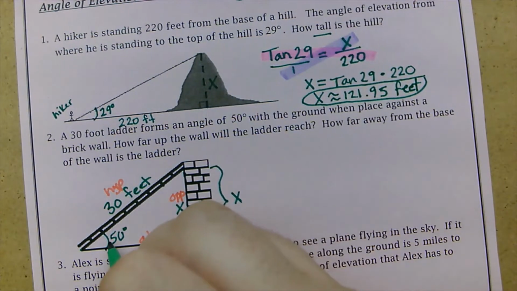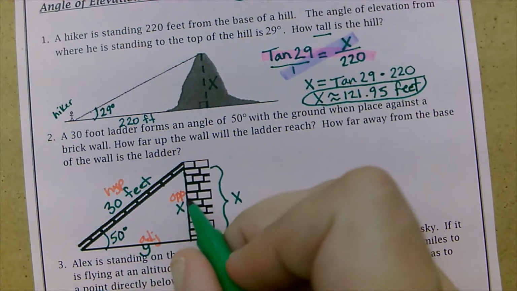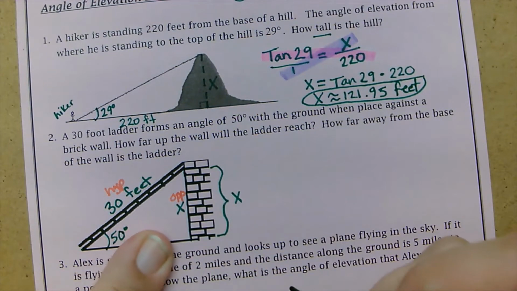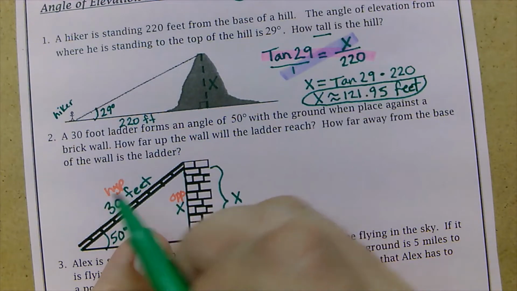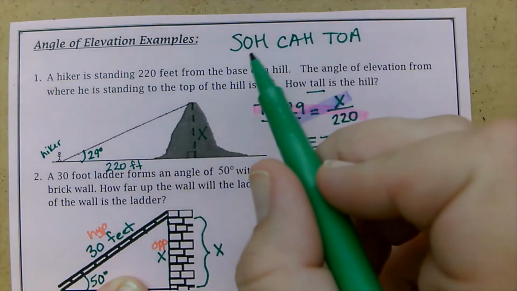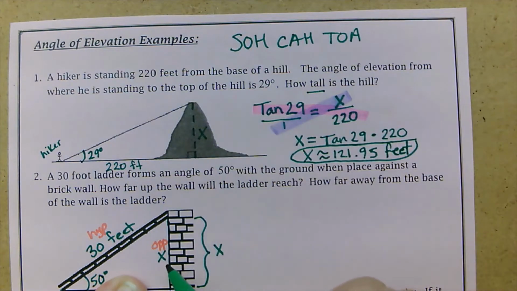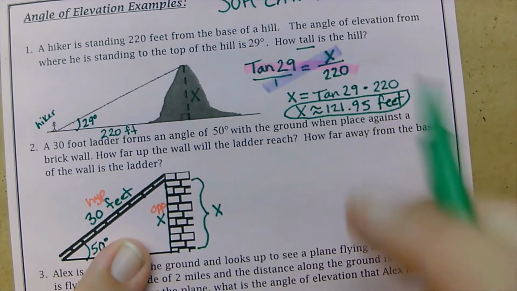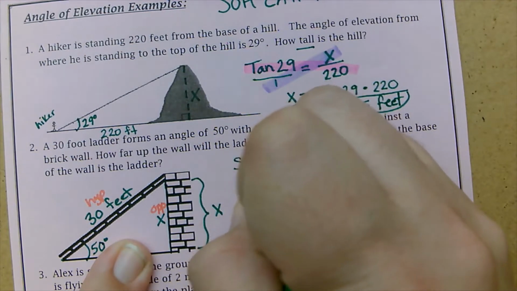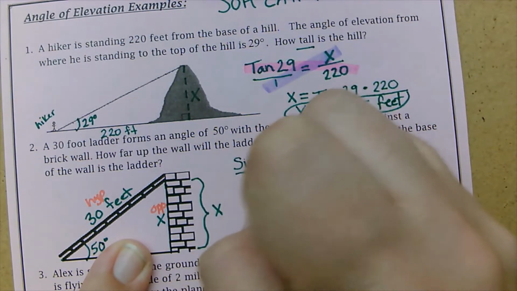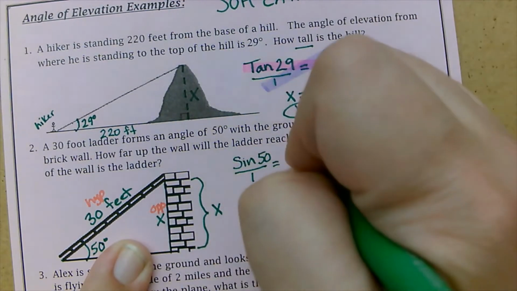So if I'm basing it off the 50-degree angle, if I want to find X, I don't know X and I don't know Y, so I'm not going to use this side right now. That means I'm forced to use opposite and hypotenuse, which, if you look at SOHCAHTOA up here, means sine. To find X, I'm going to use the sine. So what is it? It's sine of 50 over 1 equals opposite over hypotenuse, X over 30.